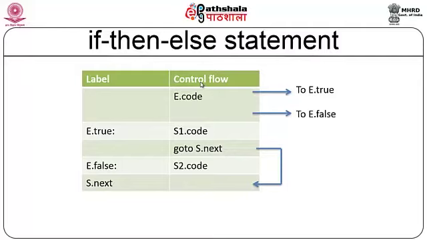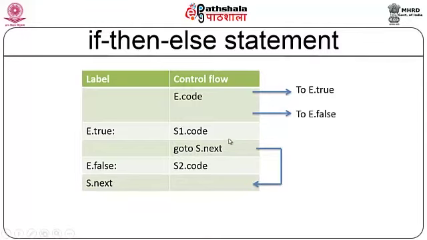Now, to help do that, what we say is you evaluate E dot code, and that could be true or false. This is exactly similar to the previous situation. Again, E dot true will have S1 dot code, and then here you issue an unconditional jump saying go to S dot next. Why? I should not even touch upon this S2 dot code. So, that is why we normally issue a go to S dot next here, which is going to come directly to this particular position.